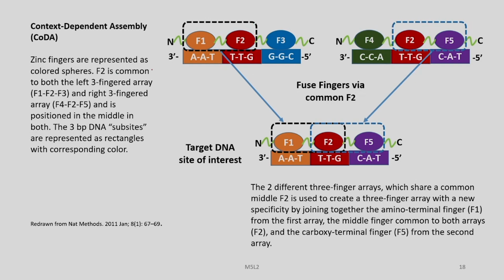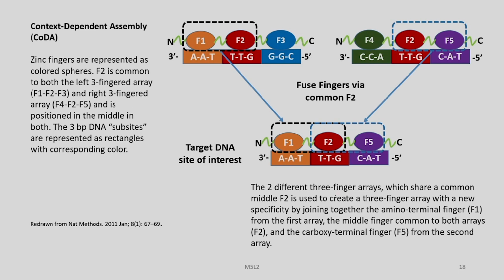So, here as already described, F2 is common to both the left 3 fingered array F1, F2, F3 and the right 3 fingered array F4, F2, F5, and is positioned in the middle in both the triplets or trimers. The 3 base pair DNA subsites are represented as rectangles with corresponding colors.